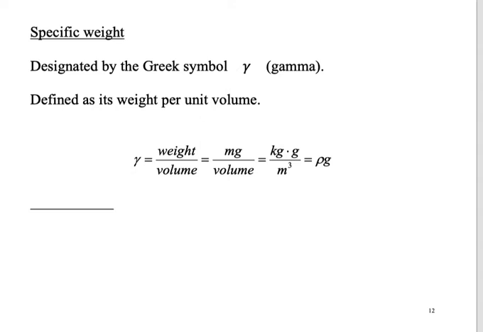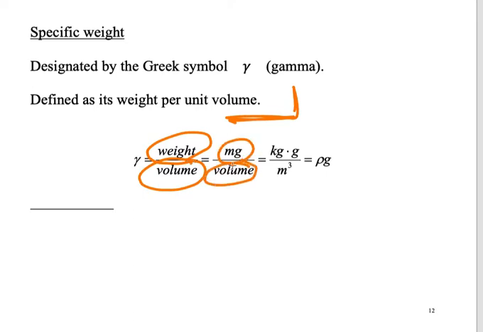The second parameter is called specific weight. It is designated by the Greek symbol gamma, and is defined as weight per unit volume. If we have weight here, we divide by its own volume, so it becomes mg divided by volume, and it can be simplified as rho times g. Please bear in mind that gamma, the specific weight, is equal to rho times g.